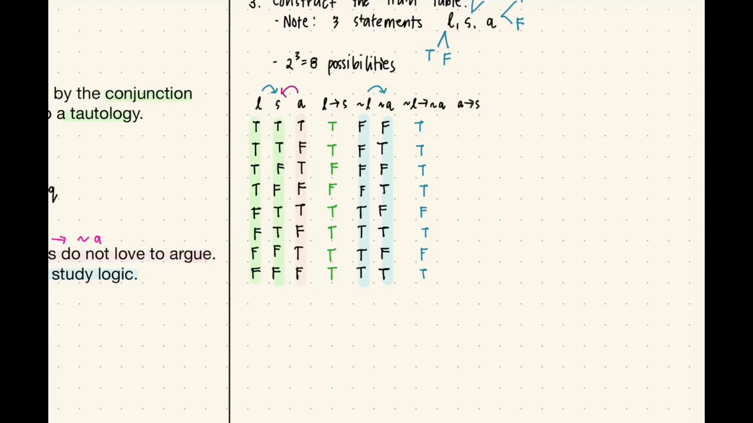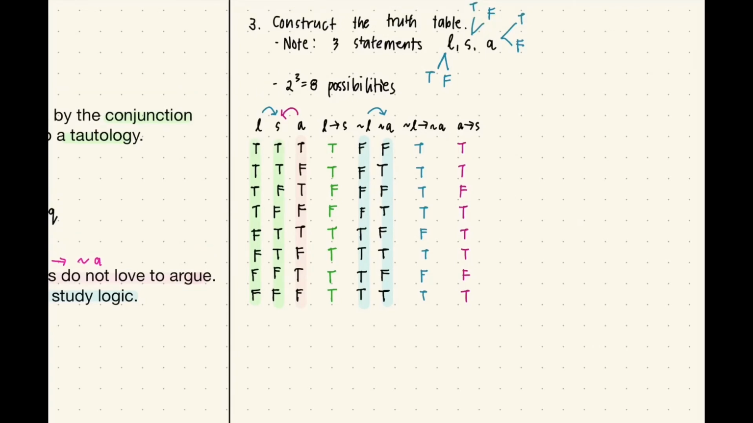That's the conclusion, right? So if A, then S. Look at the column for A, then S. So conditional statement, only false when we have if true, then false. Okay. Now, next is we take the conjunction of the premises. So our premises are if L then S and if not L then A. So we let the first one be B and the second one be D. So we have a conjunction of B and D.